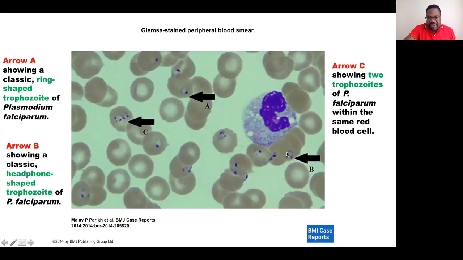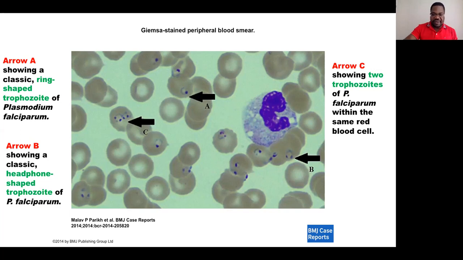But here you can see, this gives you a classic headphone. It looks like a headphone shaped trophozoite of Plasmodium falciparum. This one is a ring. This one is a classic headphone. And here you can see one thing that is also particular about Plasmodium falciparum: you can see multiple trophozoite rings inside one cell.